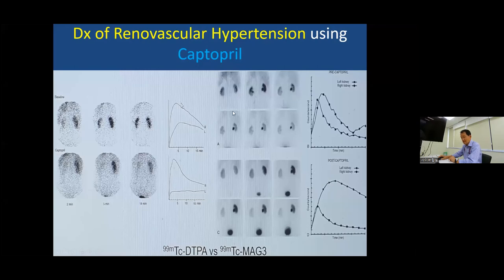So that's the sign of renovascular hypertension. Okay, so on the imaging, everything is symmetrical, and then uptake is fast and cleared. But here, after this captopril, the left kidney is cleared, but the right side is retained, a little bit cleared. So in that case, interventional radiology usually do an angiographic study to see any narrowing of the renal artery or renal arterial branches.